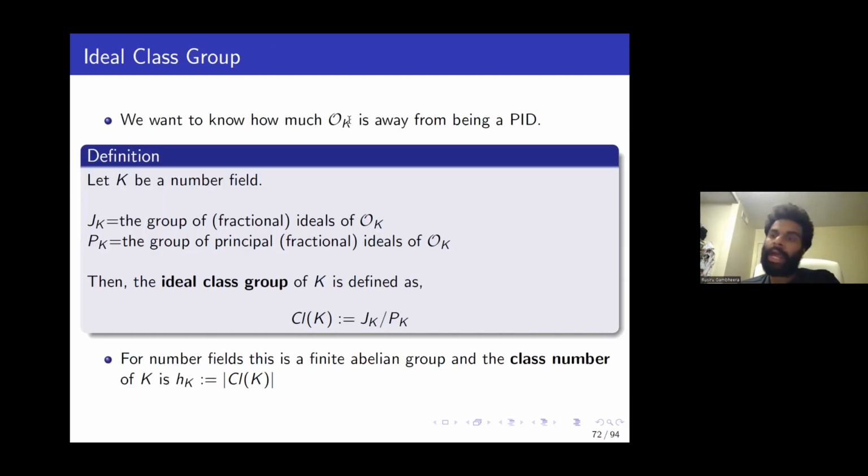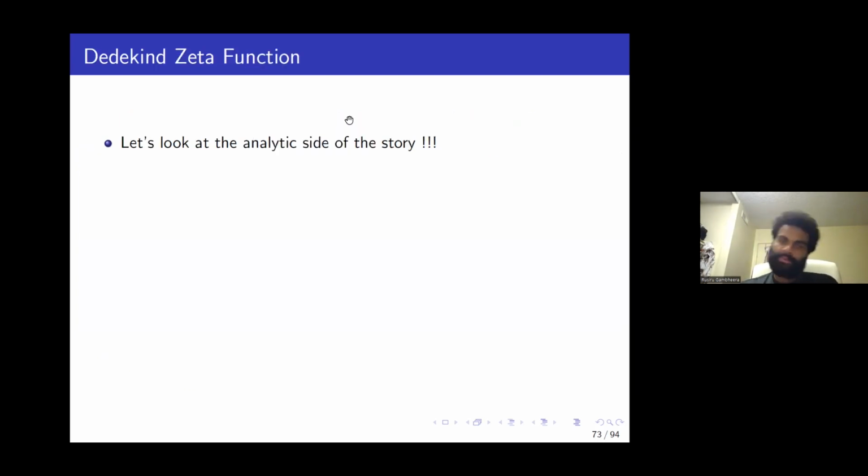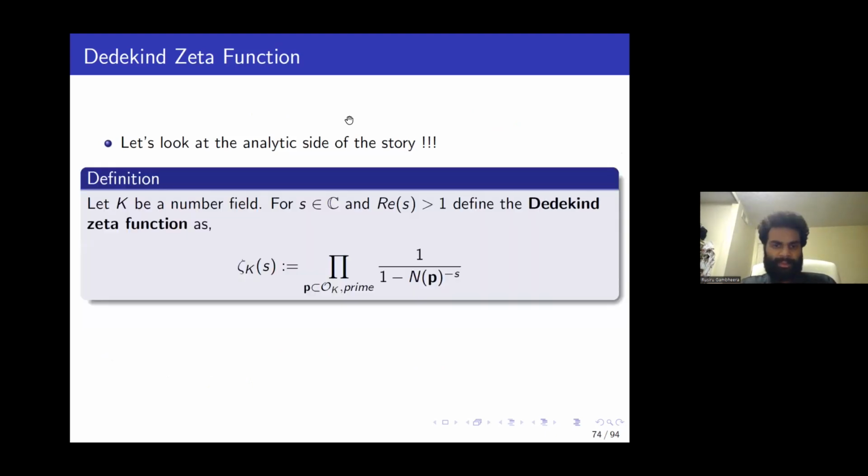So far I only talked about the algebraic side of the story, right? I defined the class group. I talked about number fields, rings of integers, all those algebraic arithmetic objects. Now let's do some analysis. Sort of unexpectedly, analysis comes into the picture. Again, we have to look at a number field K. If K is a number field, we look at what we call the Dedekind zeta function of K.